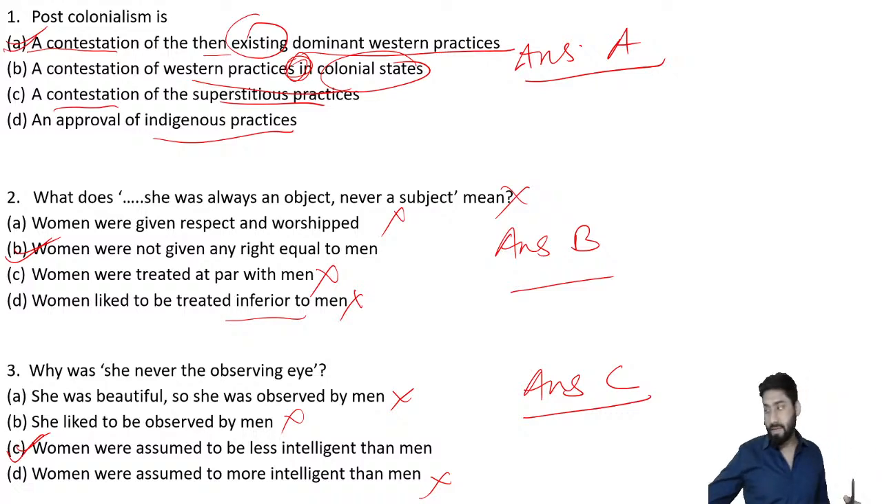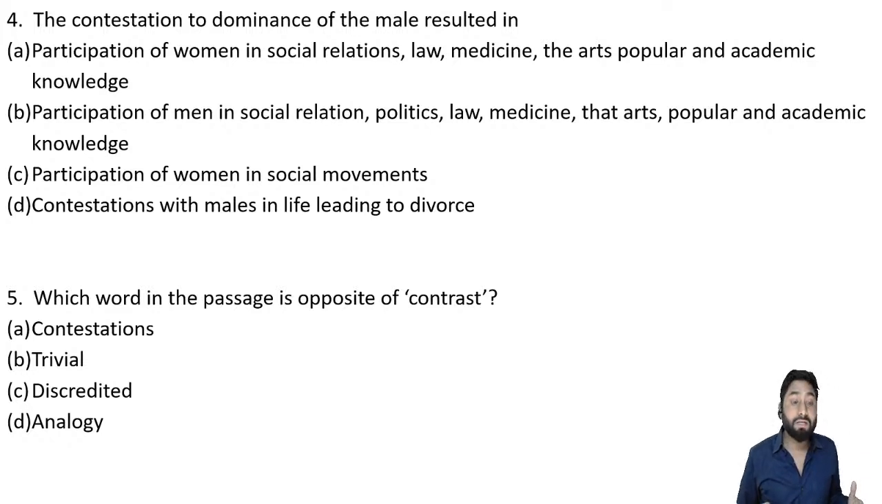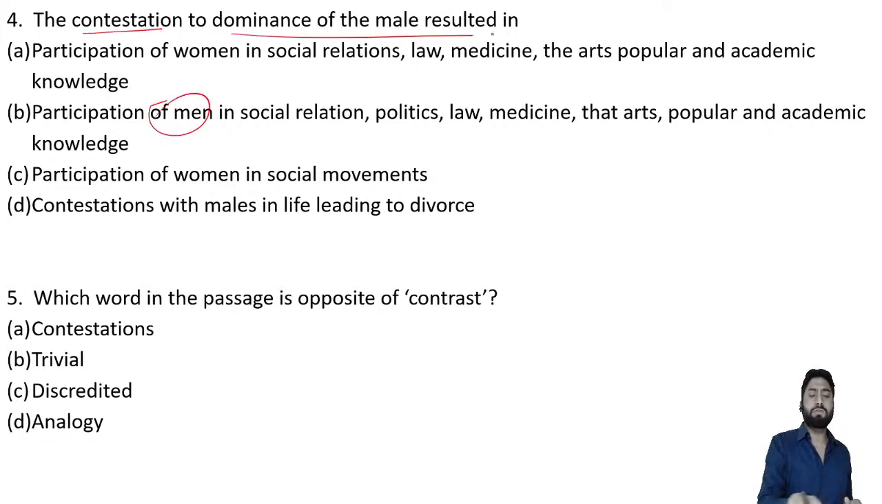Today we look at the next 2 questions based on this same passage. The contestation to dominance of male resulted in participation of women in social relations, law, medicines, the arts, popular and academic knowledge. Participation of men in social relations? There is no talk of men; we are talking about the contestation of dominance of male resulted in. The males were anyway there earlier, they were in everything. So this cannot be the result anyway. Participation of women in social movements and contestation with males in life leading to divorce. There is no talk of this, no talk of social movements either.